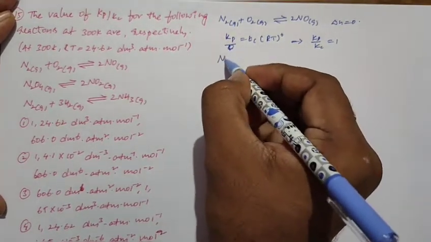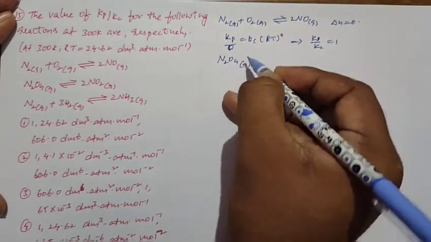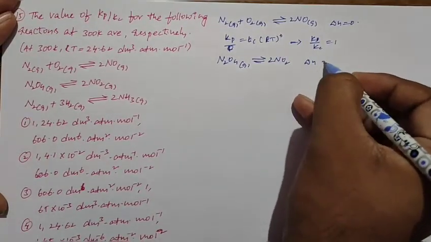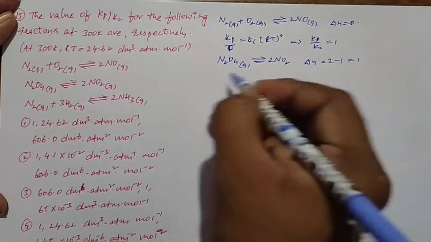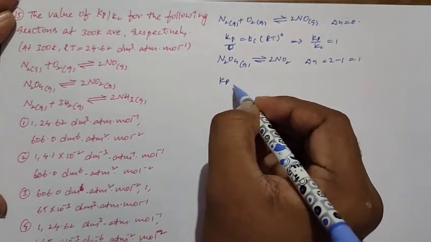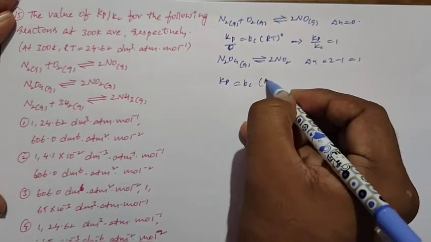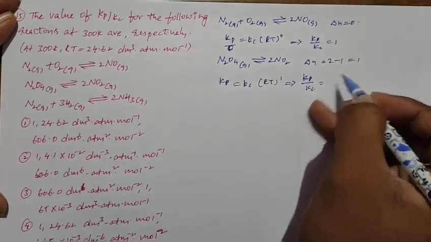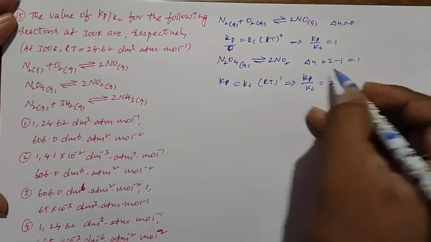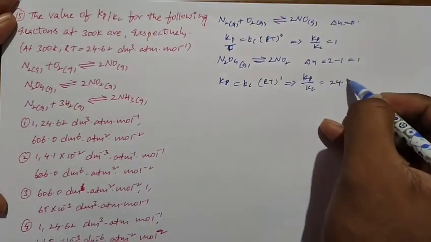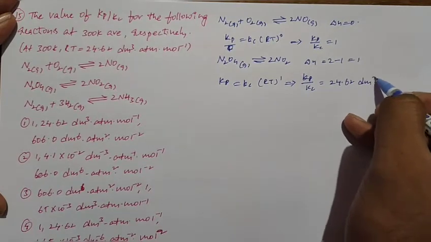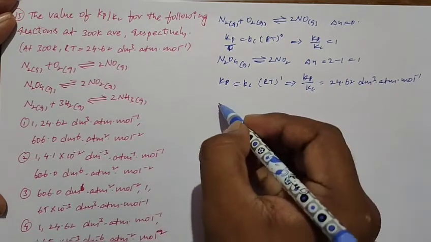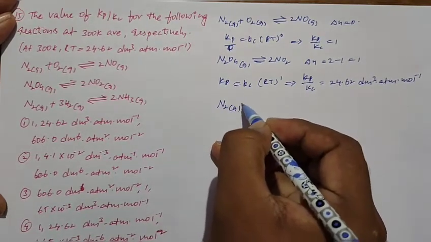Now the second equation, N2O4 gas gives rise to 2NO2. For this reaction, delta n is equal to 2 minus 1, that is equal to 1. Then Kp is equal to Kc into RT power 1. This implies Kp by Kc is equal to RT. Here they give the RT value, that is 24.62 decimeter cube atmosphere mole inverse.